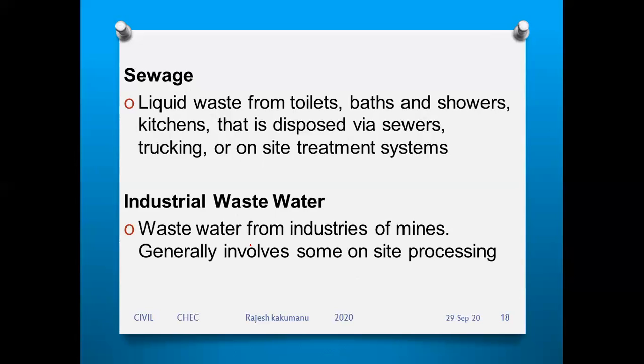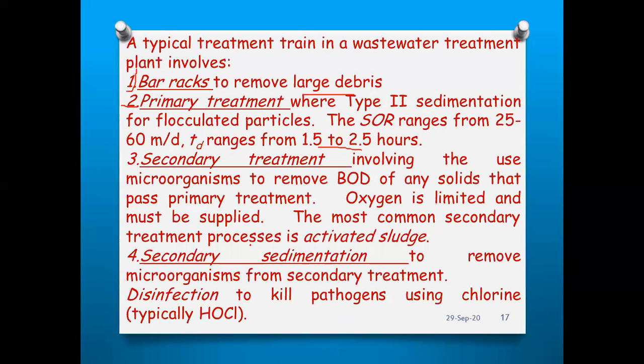So like this the sewage is collected at various points, either in the industries, or in the domestic sector, or from storm water. Next, if you see the industrial wastewater, the wastewater coming from the industries or mines generally involves some on-site processing.